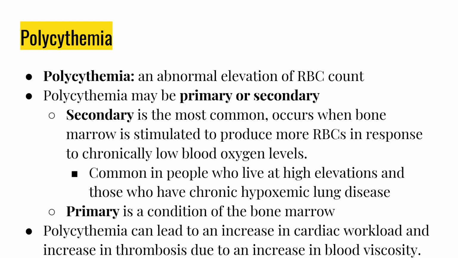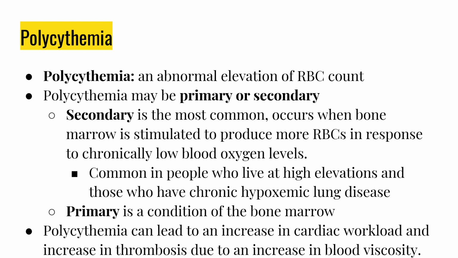Secondary is the one that we're more concerned with, and that's the most common, where your bone marrow is stimulated to produce more red blood cells in response to hypoxemia. So we have patients that are living at elevation, and patients with chronic lung disease that are chronically hypoxic. Those types of patients will have secondary polycythemia. So their blood actually is thicker.